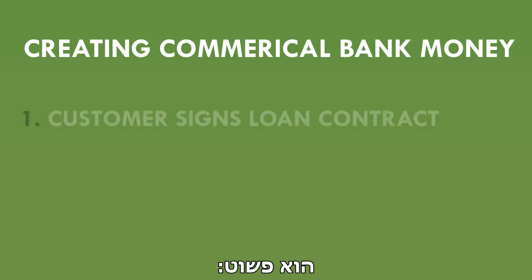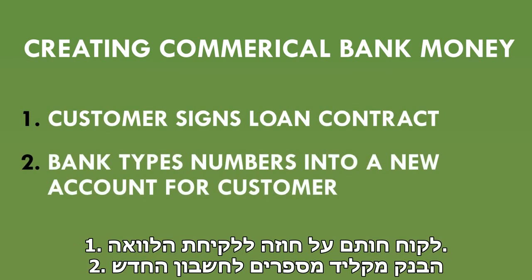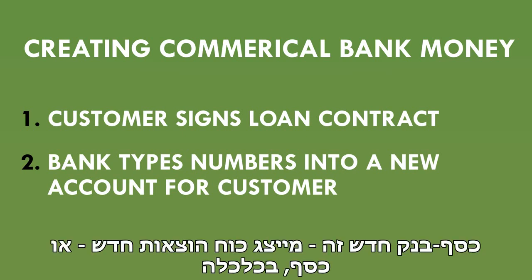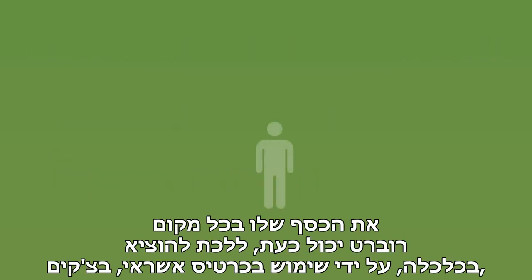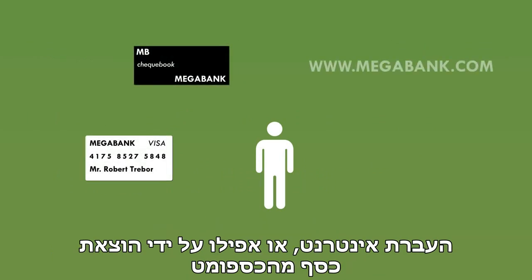So the process of creating commercial bank money, that's the money that the general public use, is as simple as 1. A customer signing a loan contract, and 2. The bank typing numbers into a new account set up for that customer. This new bank-created money represents new spending power or money in the economy. Robert can now go and spend his money anywhere in the economy using his debit card, checkbook, internet banking, transfers, or even by taking cash out of an ATM.